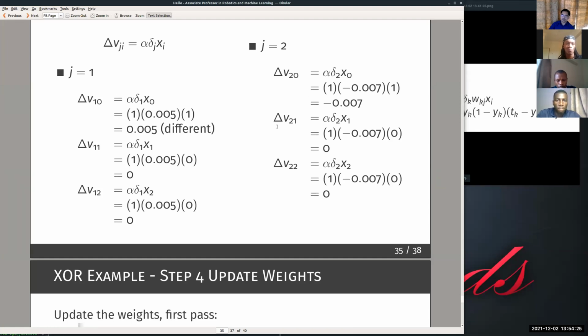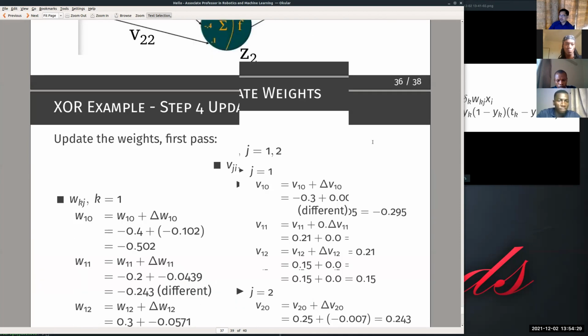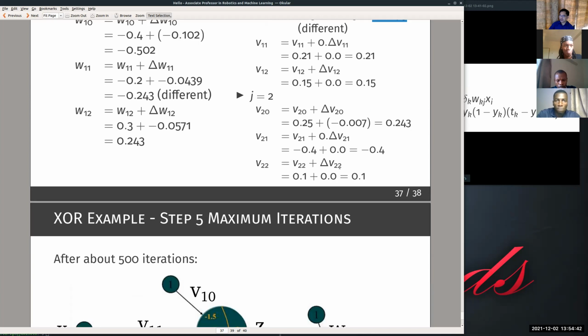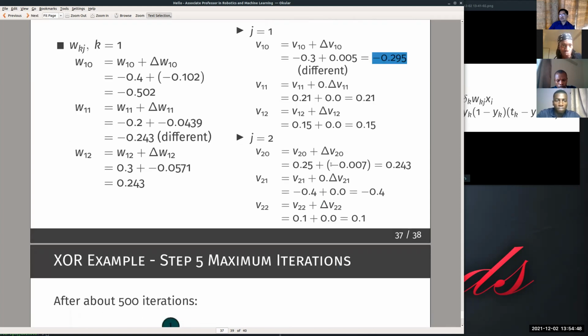You update your delta V's, and then it's purely substitution. This is your V's. Again, at one value, I find it different, so I just put different. And then this is your updated V's for one pass. After several iterations, say 500 iterations, this will be the final value. Any questions?